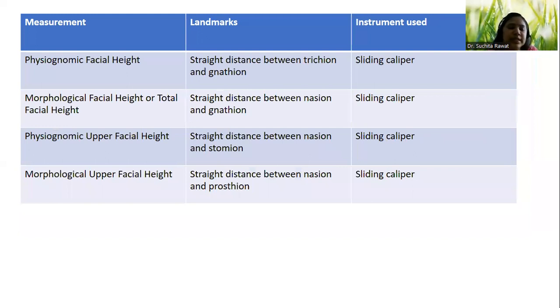Now, we're going to be discussing some of the important somatometric measurements taken from the face. These include physiognomic facial height, which is the straight distance between the trichion and the gnathion and is usually measured with a sliding caliper. Then comes the morphological facial height, or the total facial height, which is the straight distance between the nasion and the gnathion. This measurement is taken using a sliding caliper. Then we have the physiognomic upper facial height, which is the straight distance between the nasion and the stomion and is usually measured with a sliding caliper. The morphological upper face height is the straight distance between the nasion and the prosthion and is measured using a sliding caliper.